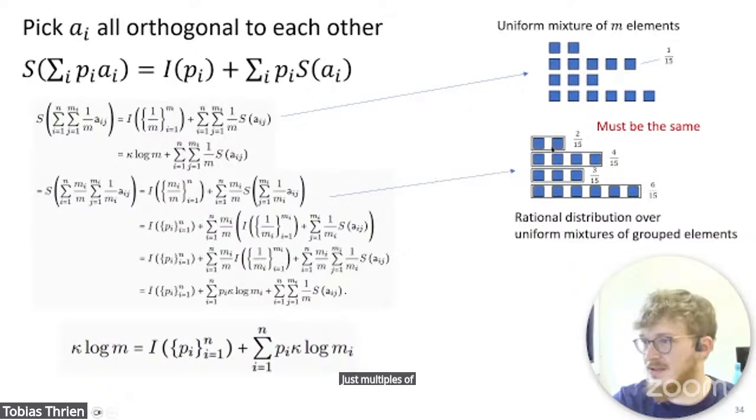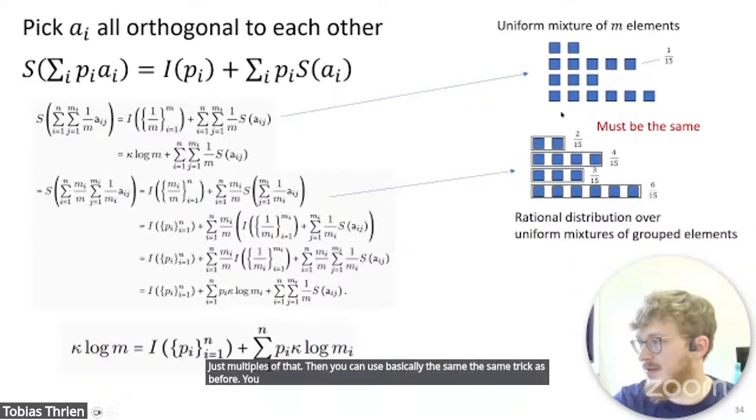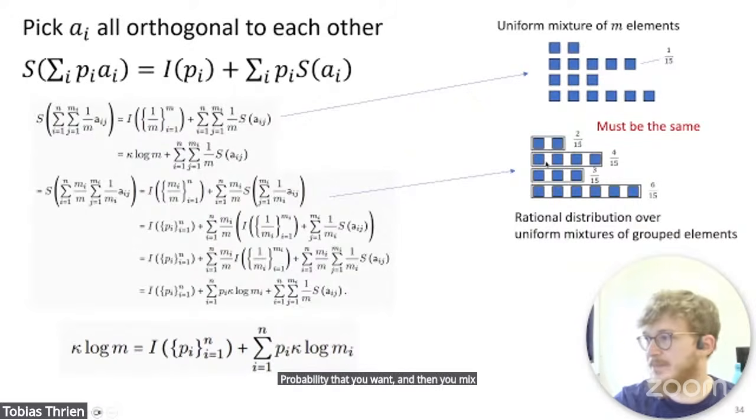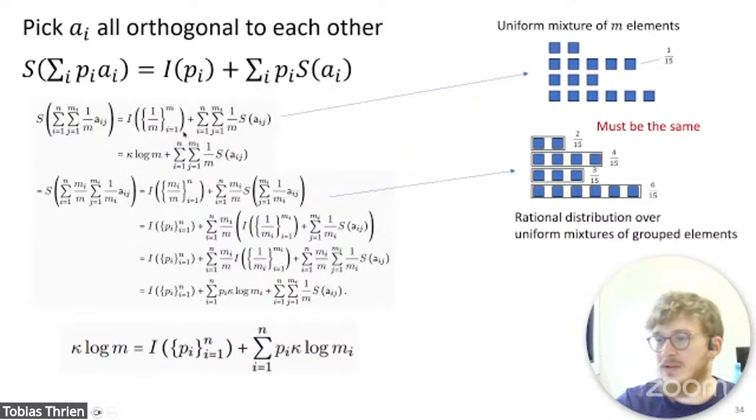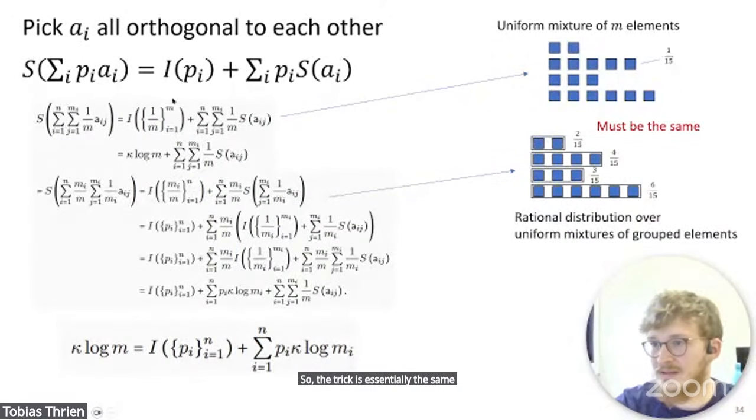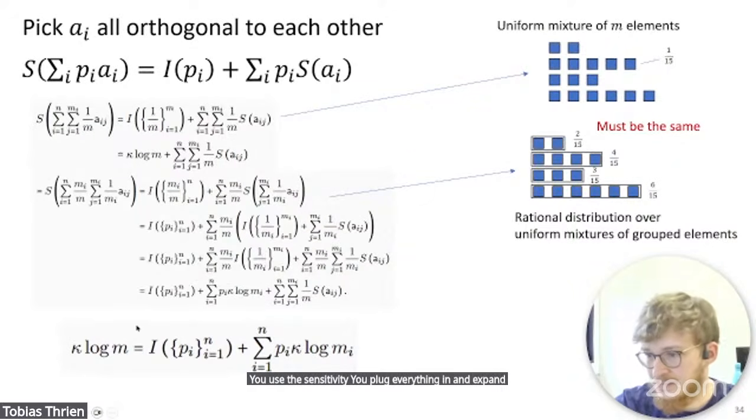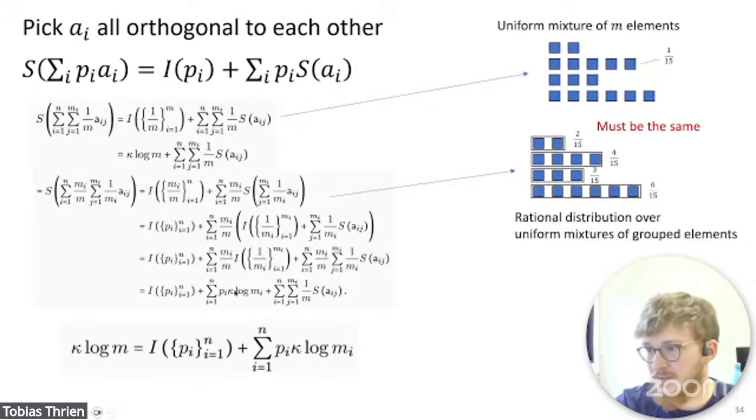Then you can use basically the same trick as before. You either mix all of them together like this, or you first mix each of them as often as you need to get the appropriate probability that you want, and then you mix each row. So the trick is essentially the same. You use the associativity, you plug everything in and expand, and then you compare with the original. So this is basically the final equation that we get.